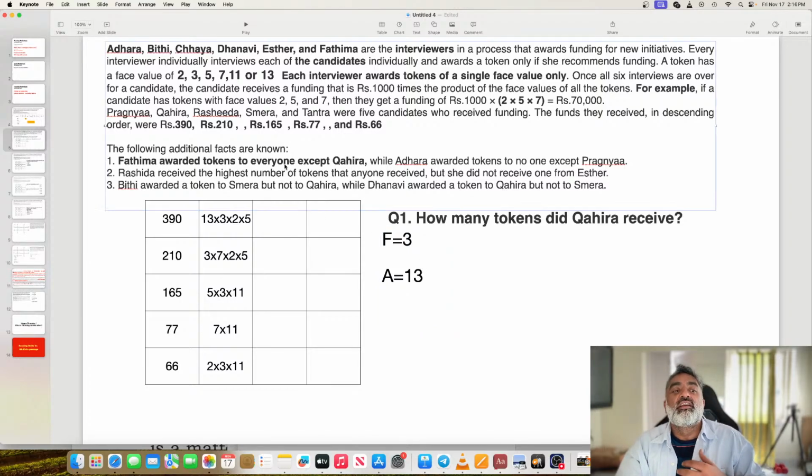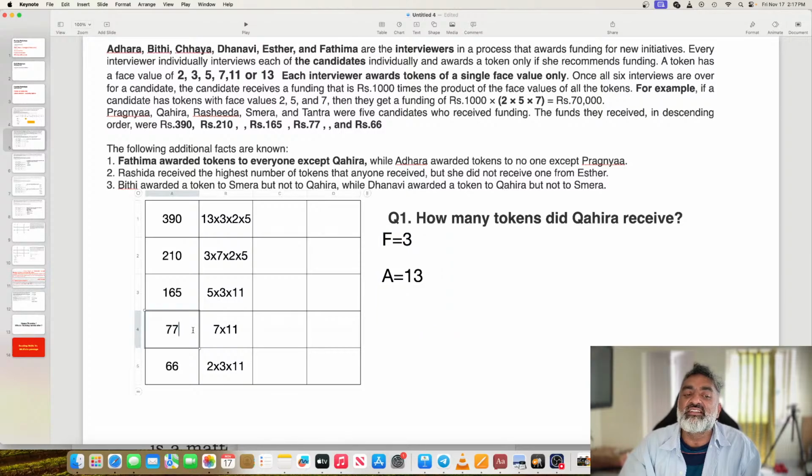Okay. Again, read the same story again. Fatima awarded tokens to everyone except Kahira. So I figured out Fatima was 13, was 3. But I also know that Fatima has not given a token to Kahira. The token with face value 3 is not there in this particular story, the 77,000 story. So this has to be Kahira, right? Because otherwise, this token is present everywhere. Fatima is given to everyone except this person, and this person has to be Kahira.